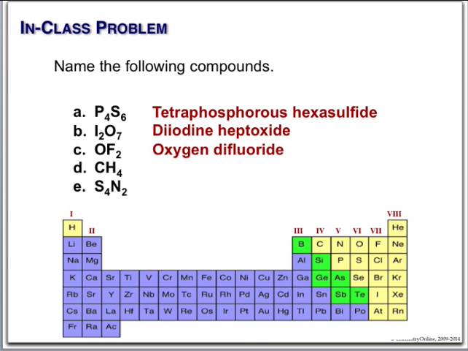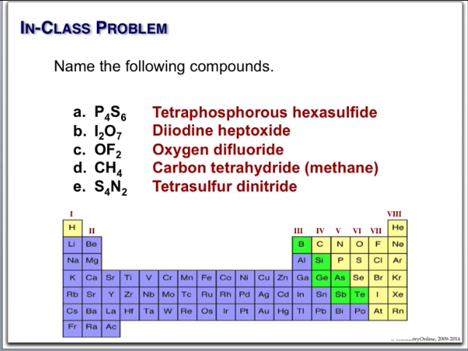We've seen this guy many times. This is methane, isn't it? But it has a real name. 1 carbon, so it's a carbon. 4 hydrogens, it's a tetrahydride. And finally, 4 sulfurs would be a tetrasulfur, wouldn't it? 2 nitrogens, dinitride, and there it is.